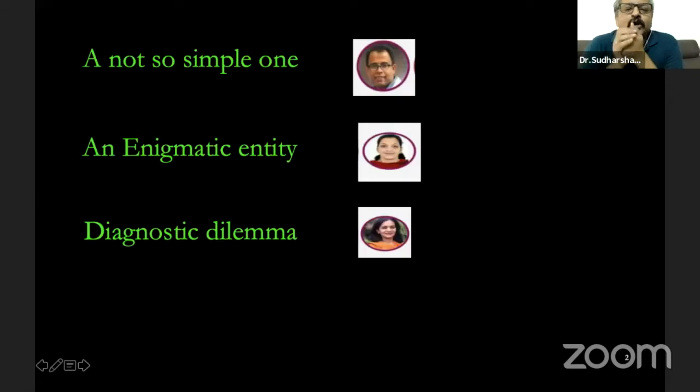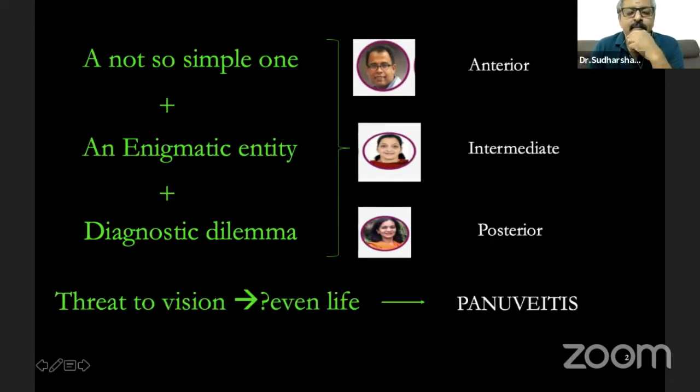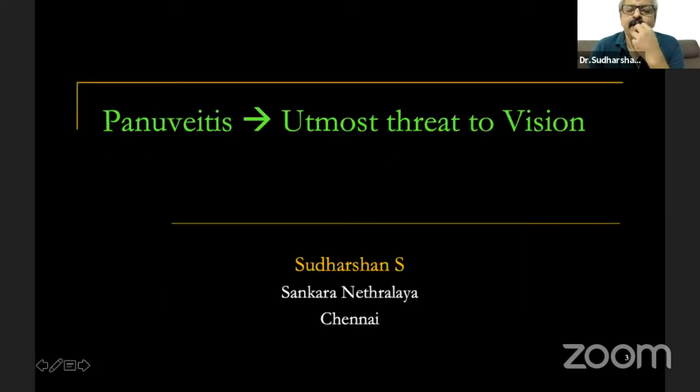We just saw a not so simple case of anterior uveitis causing so much vision loss. Definitely an enigmatic intermediate uveitis. Probably Rima will tell us the diagnostic dilemma in posterior uveitis. But imagine combining all these three things together and how much the risk to vision will be in pan-uveitis. Probably you can have a threat to life also, but let's at least deal with the utmost threat to vision in pan-uveitic conditions.